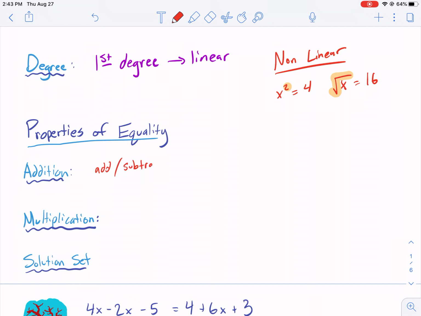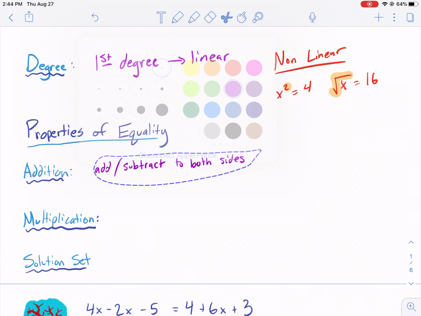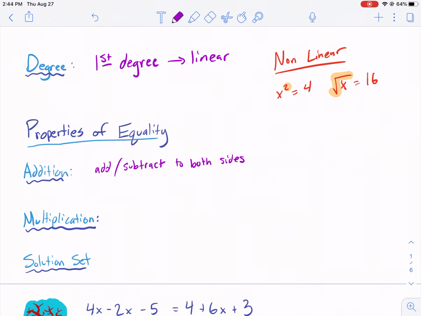Okay, now properties of equality, there's addition, and that means you can add or subtract to both sides. As long as you do something to both sides, you're good to go. I should be doing this in purple. Not sure why it changed. There we go. Okay. And then multiplication. Technically, when you divide, you're multiplying by the reciprocal. So this is when you multiply or divide to both sides.